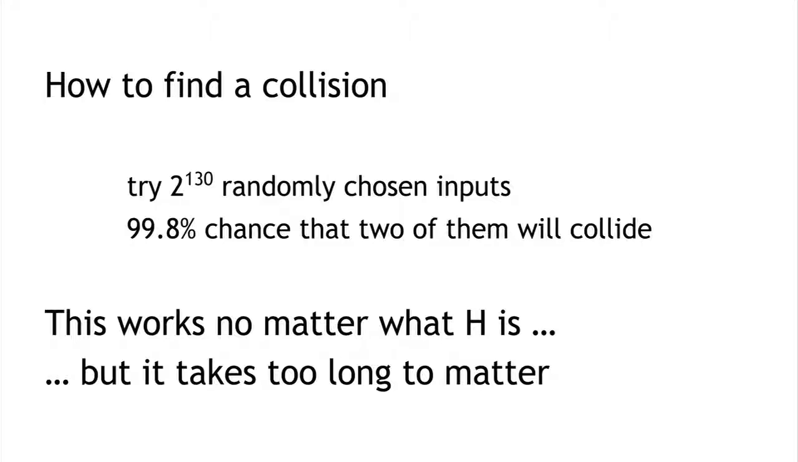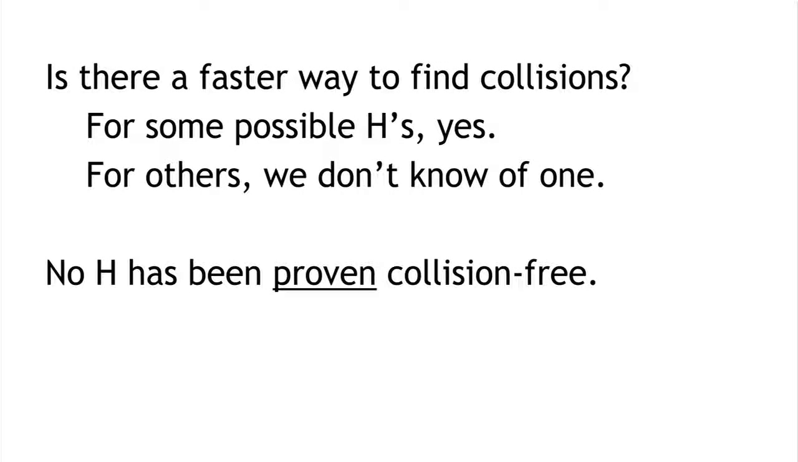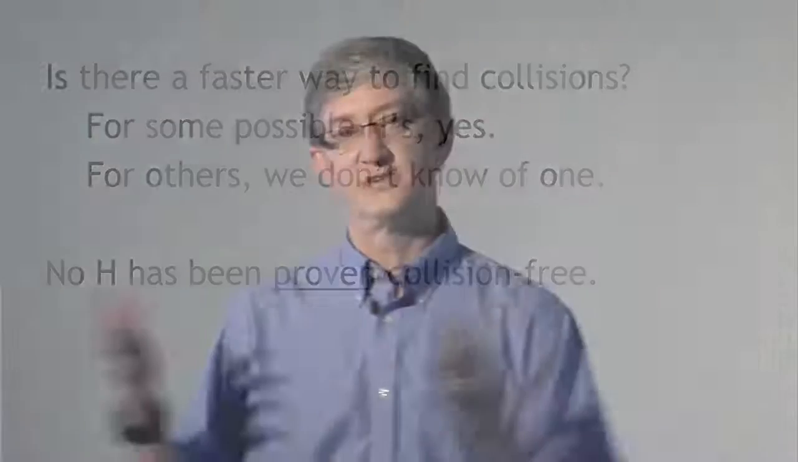The question is, is there some other method that could be used on a particular hash function in order to find a collision? And that's the question that is harder to answer. Is there a faster way to find collisions? Well, for some possible hash functions, of course there are. For example, if our hash function were to simply take the input modulo 2 to the 256, that is, it just selected the last 256 bits of the input, then we would know an easy way to find a collision. One collision would be the values 3 and 3 plus 2 to the 256.